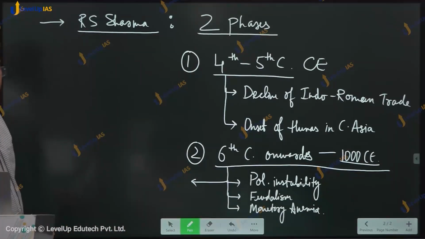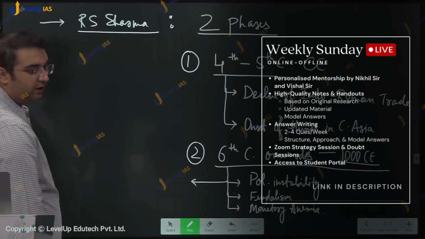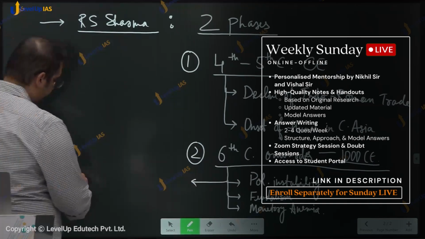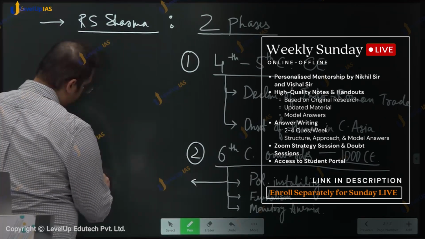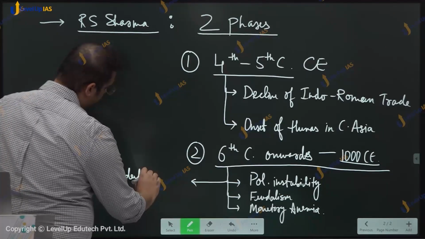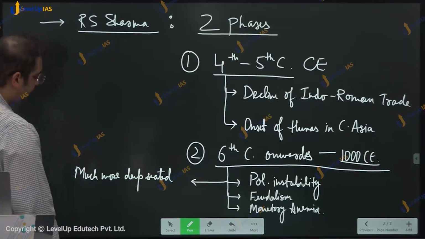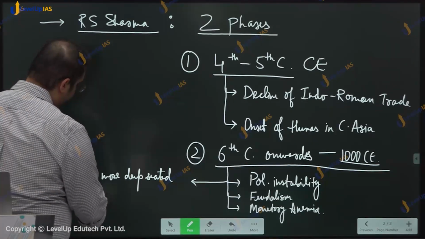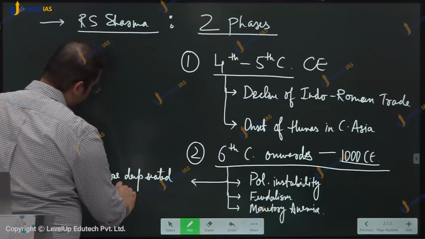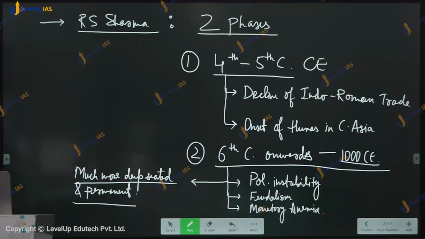It has been argued that this particular phase of urban decay was much more deep-seated and permanent as compared to the earlier phase.